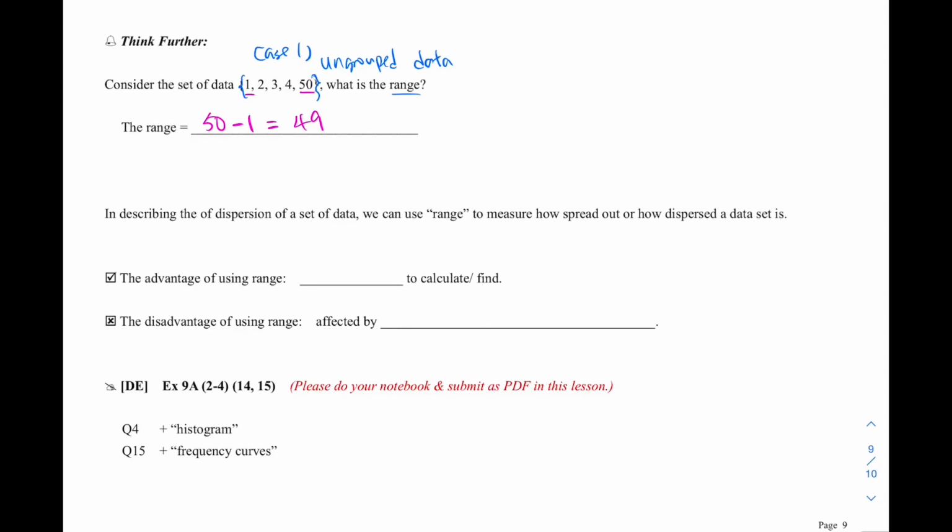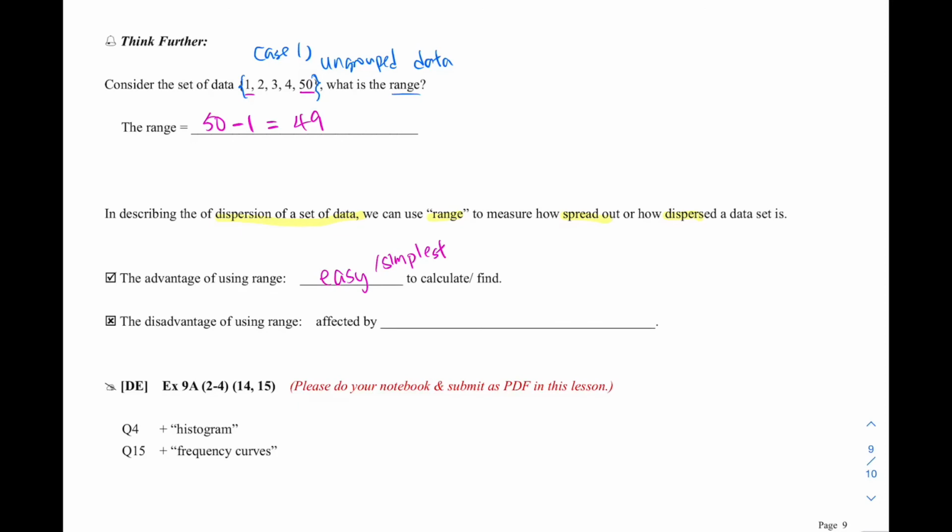And actually, in describing the dispersion of a set of data, we can use range as one measure to study how spread out or how dispersed the dataset is. And the advantage of using range, of course, you experienced already. It is easy, the simplest, to calculate.